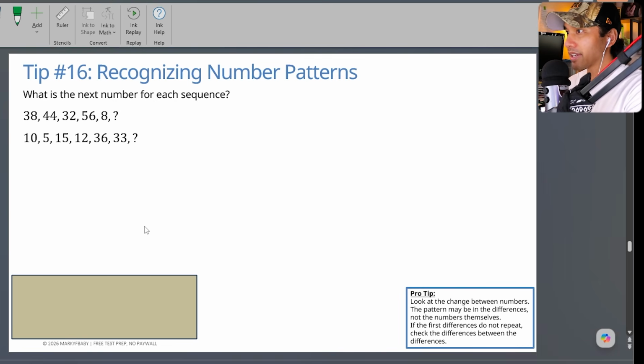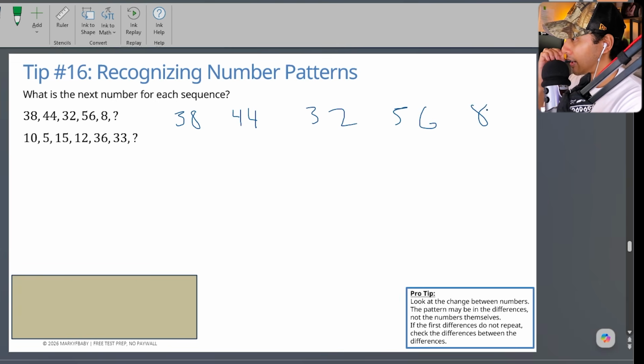What is the next number for each sequence? We have 38, 44, 32, 56, and 8. What is going on? At first glance, I would first write it out on your piece of paper when you are taking the test. And then you're going to be like, all right, what's happening here?